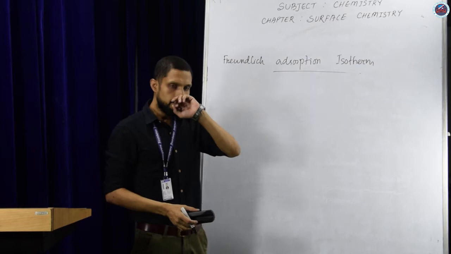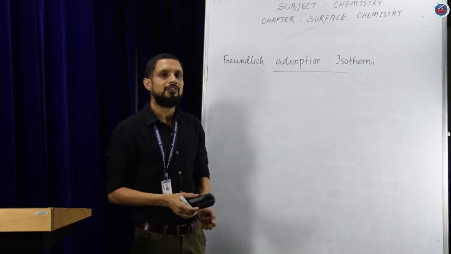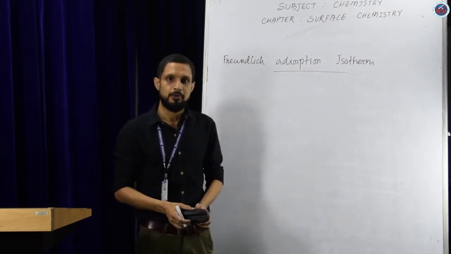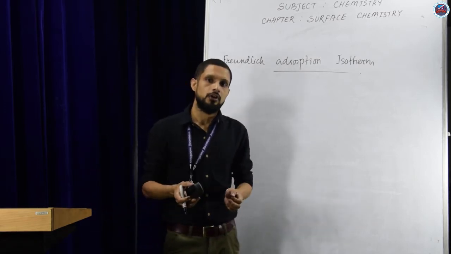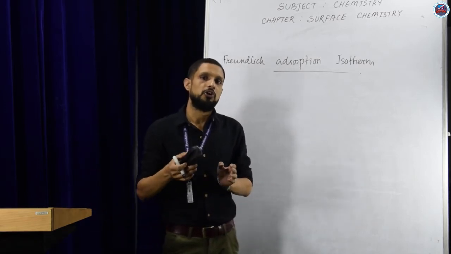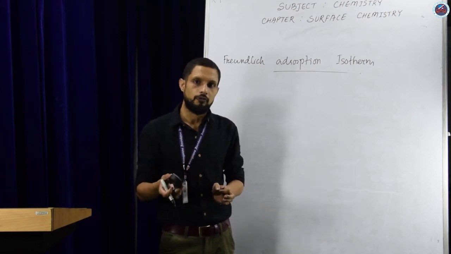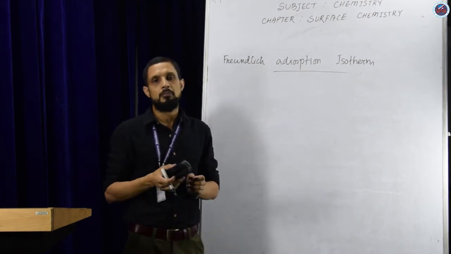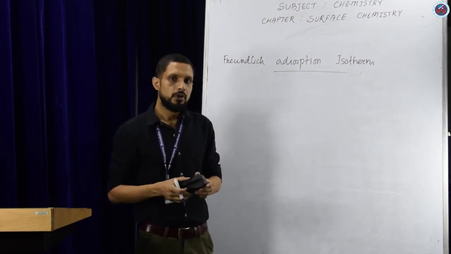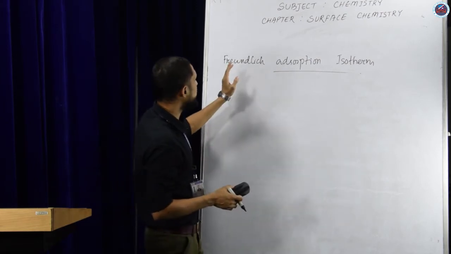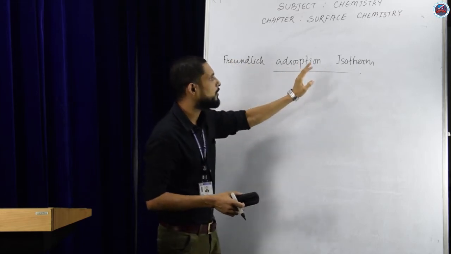So today in this video we'll continue with the same chapter, that is surface chemistry. In the last video we studied about adsorption, the different components of adsorption, different types of adsorption. We also studied about the different factors which affect adsorption. In this video we'll start with Freundlich adsorption isotherm.